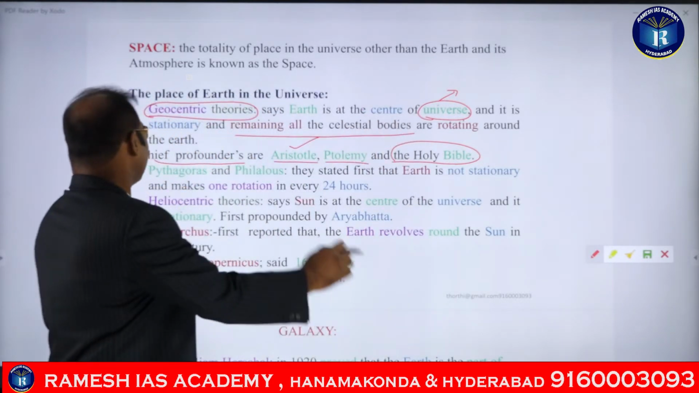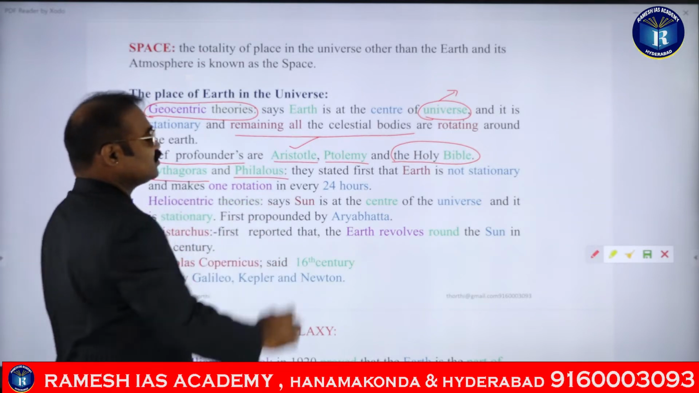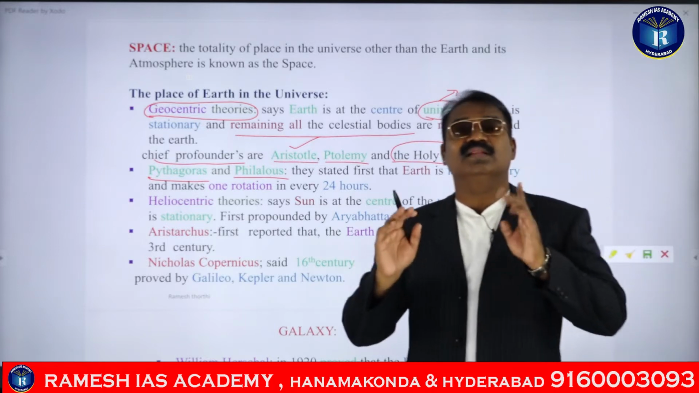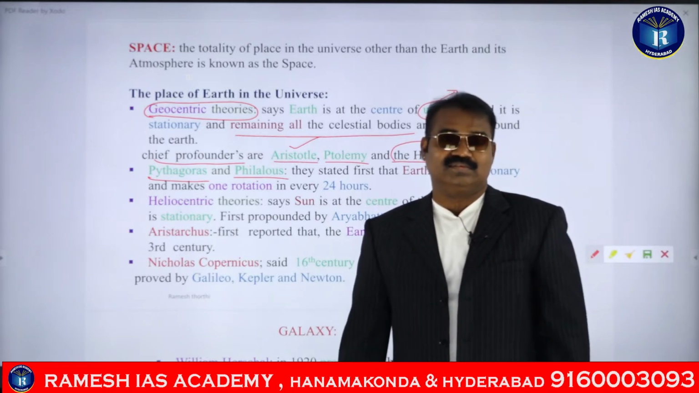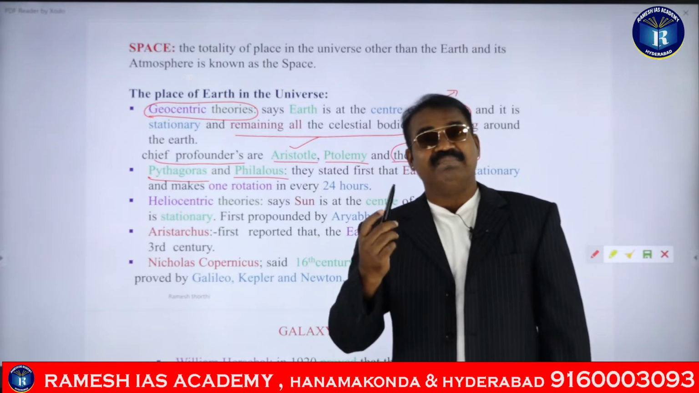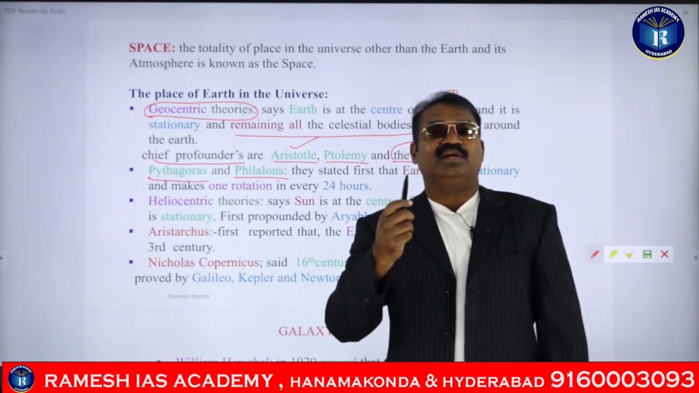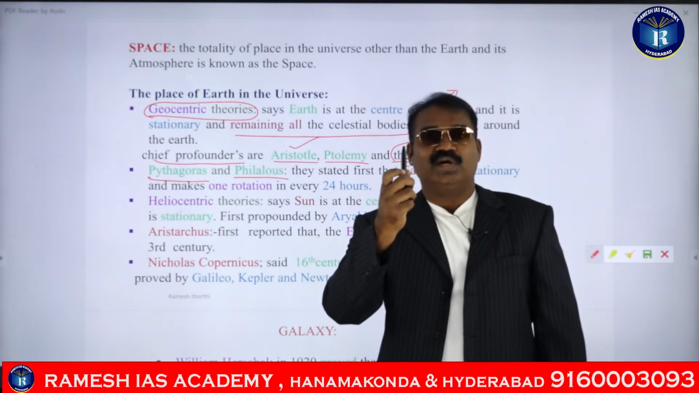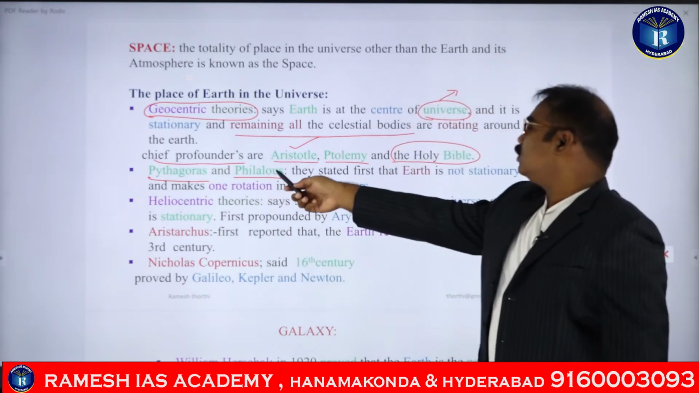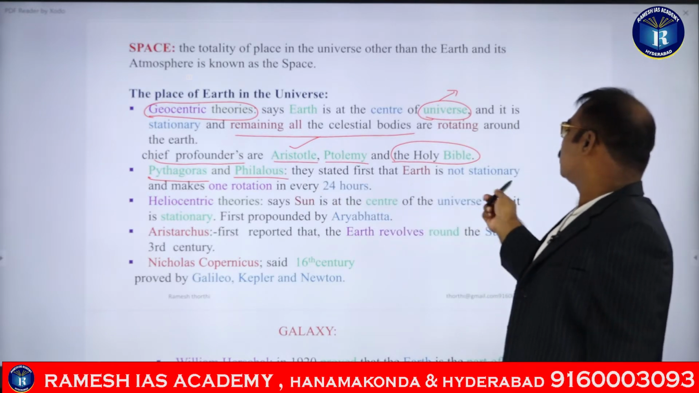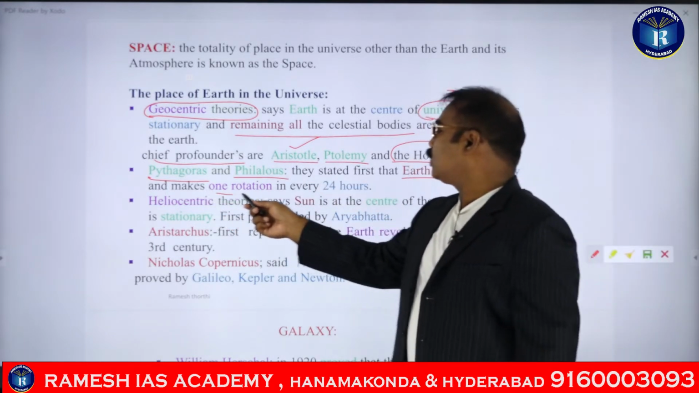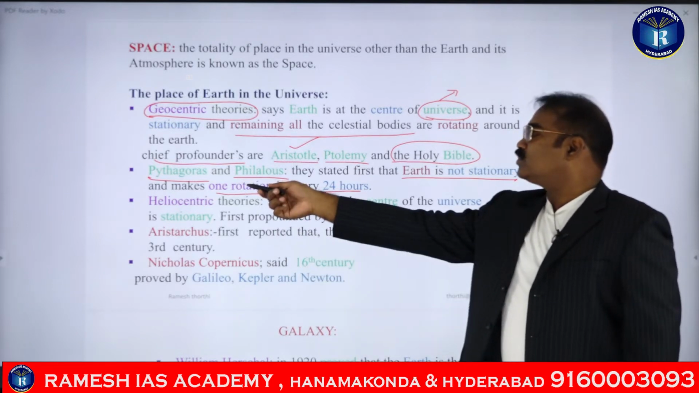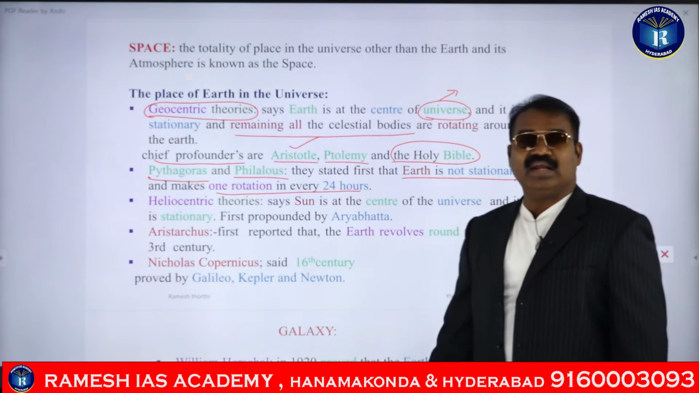So, for the first time, Pythagoras and Philolaus stated that the Earth is not stationary, guys. They said that the Earth makes one rotation in every 24 hours. So, it is not stationary, it is rotating. So, these two persons stated that the Earth is not stationary and makes one rotation in every 24 hours, guys. This was told by Pythagoras and Philolaus.